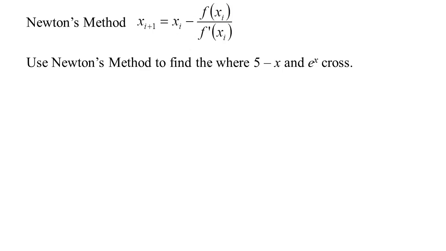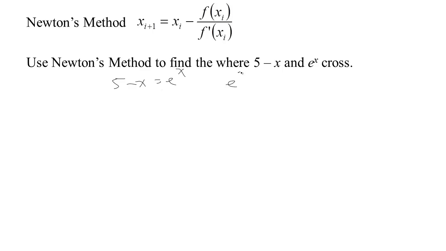Let's use Newton's method to find where 5 minus x and e to the x cross. Now, what we want to do then, we want to solve this equation. Where does 5 minus x equal e to the x? But remember, the way we set up Newton's method, we need to be finding a place where some function is equal to 0. So let me rearrange this a little bit.